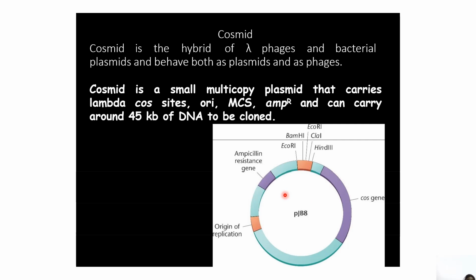Then we move to cosmid. So cosmid is a hybrid of lambda phage and bacterial plasmids and behaves both as a plasmid and a phage. So they are small multi-copy plasmids that carry lambda cos sites, ORI, MCS or multiple cloning site, AMP resistance, and can carry around 45 kilobase pairs of DNA to be cloned. That's huge.